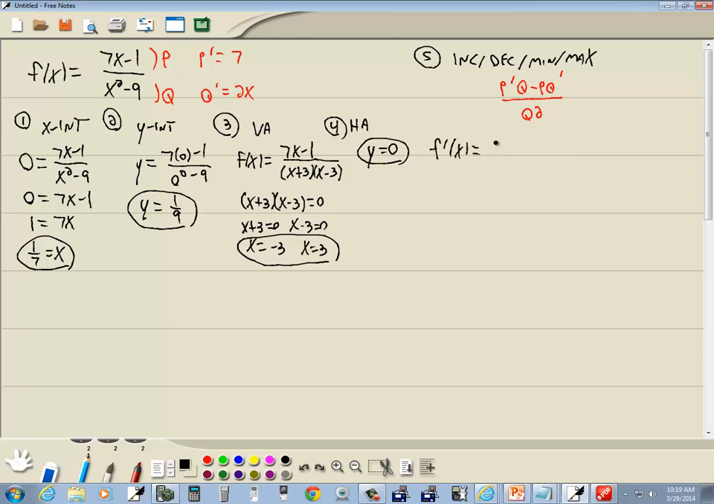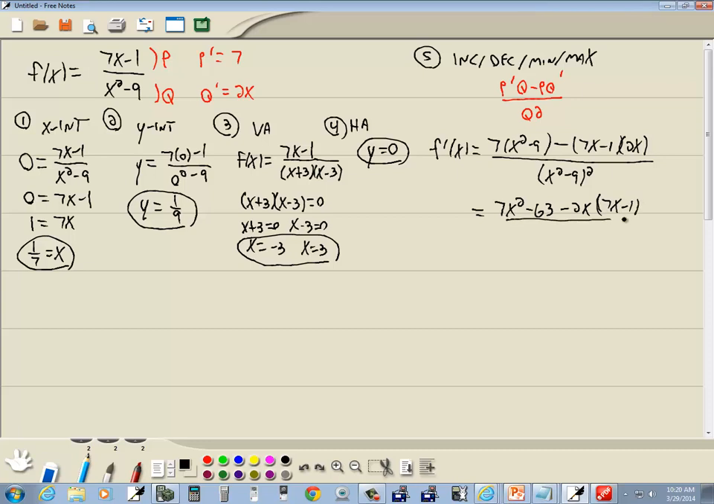So for our derivative, p prime was 7 times q, which is x squared minus 9, minus p, which is 7x minus 1, times q prime, which was 2x, over q squared, which would be x squared minus 9 squared. Well, 7 times x squared gives us 7x squared. 7 times negative 9 is negative 63. And put the 2x out in front, so we got minus 2x times 7x minus 1 over x squared minus 9 squared.